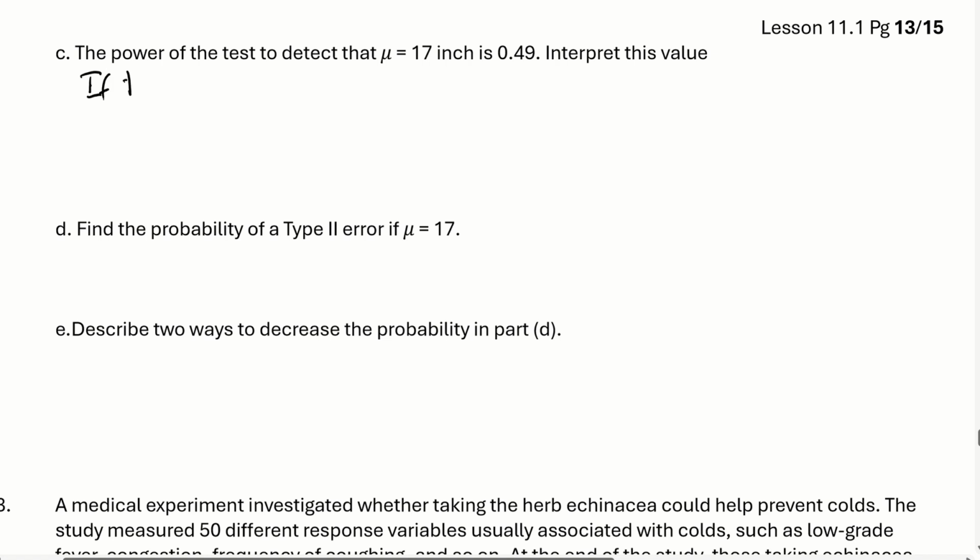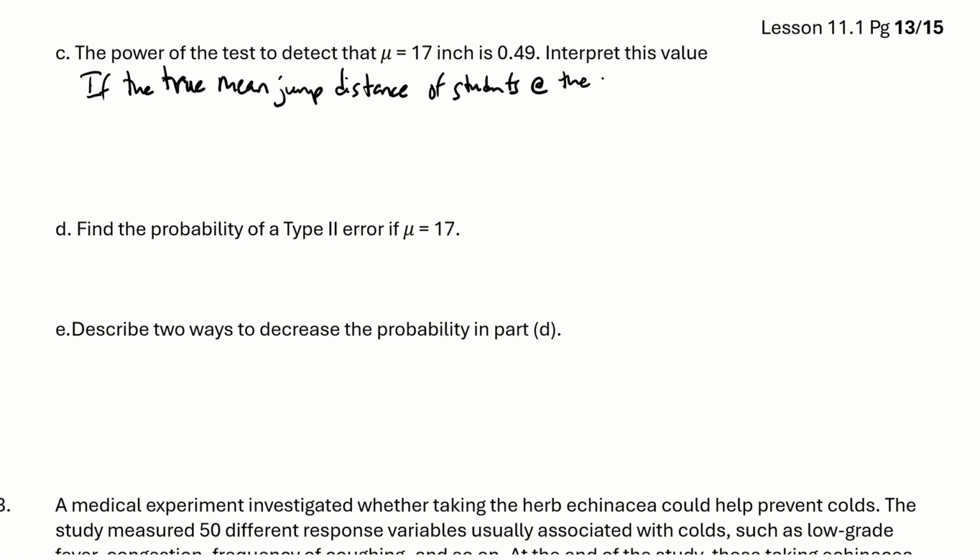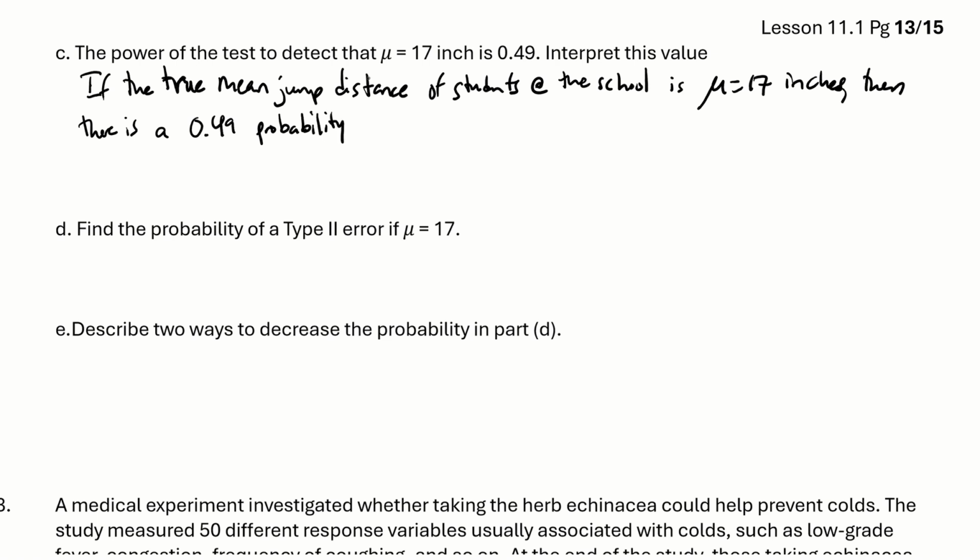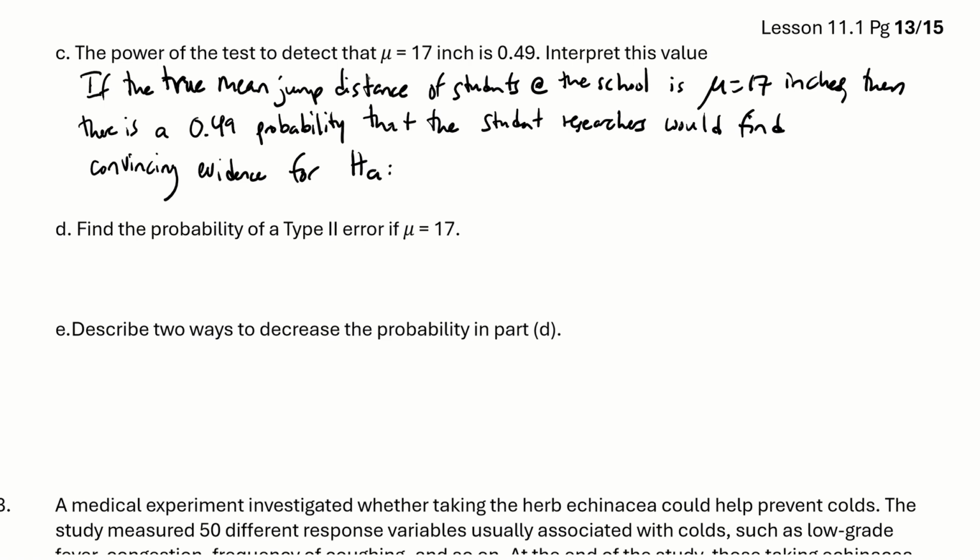So we're going to say if the true mean jump distance of the students at the school is mu equals 17 inches, then there is a 0.49 probability that the student researchers would find convincing evidence for HA. Okay, so that's what power means.